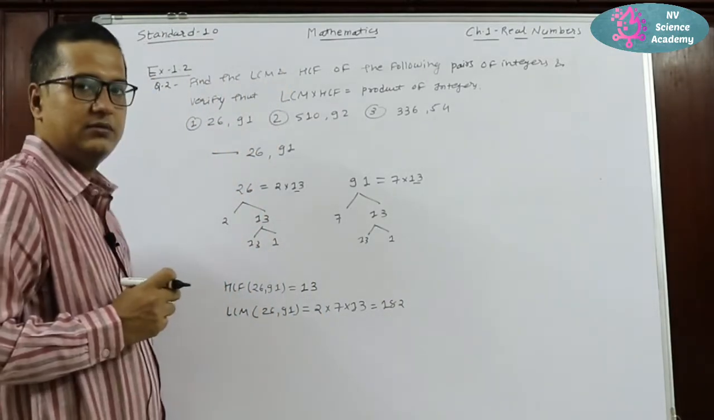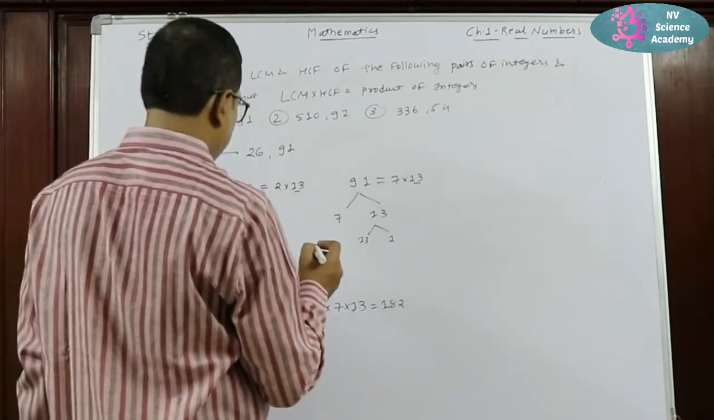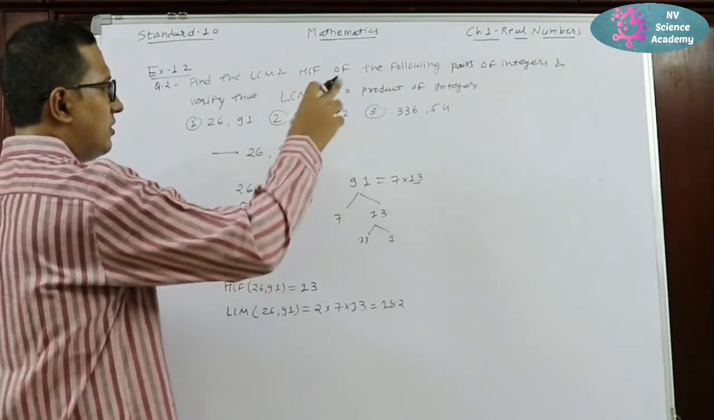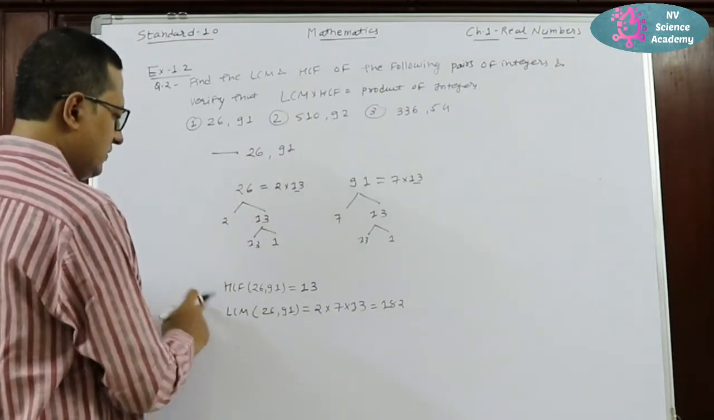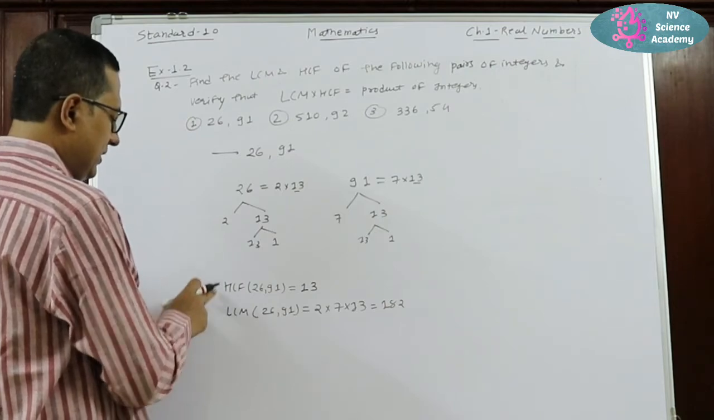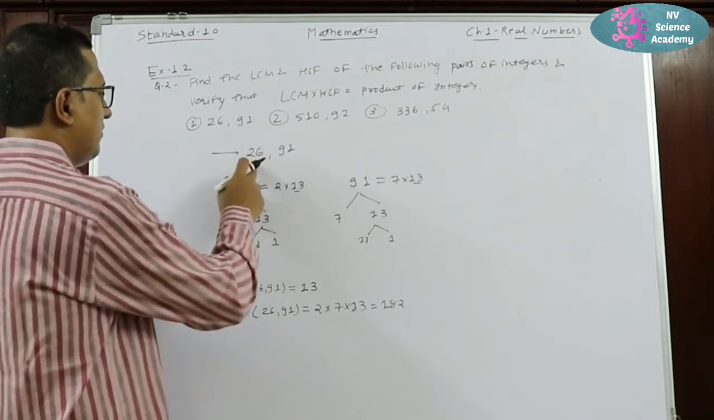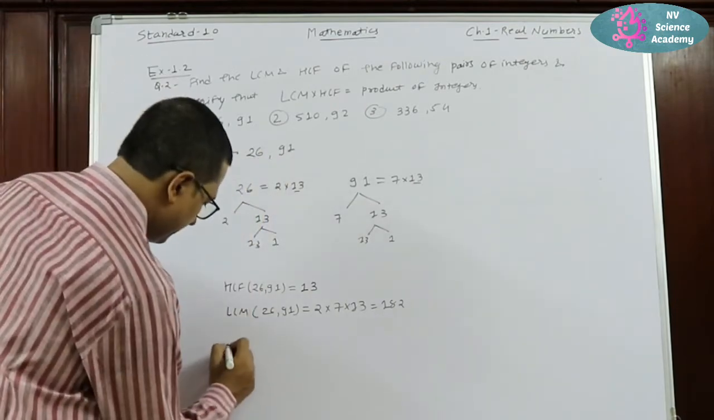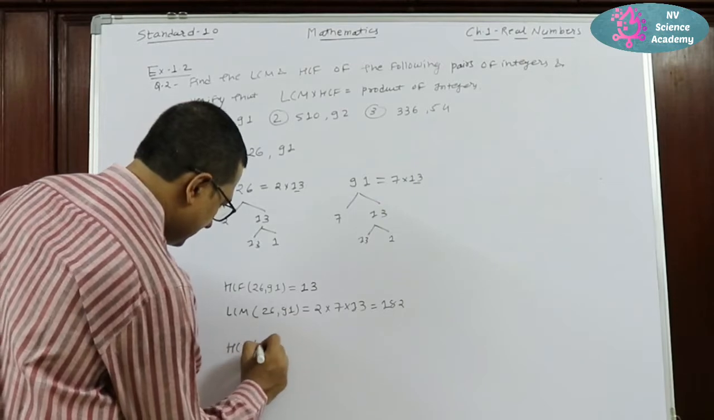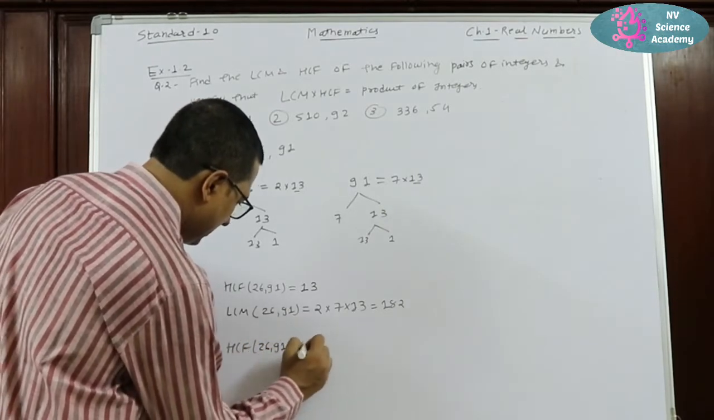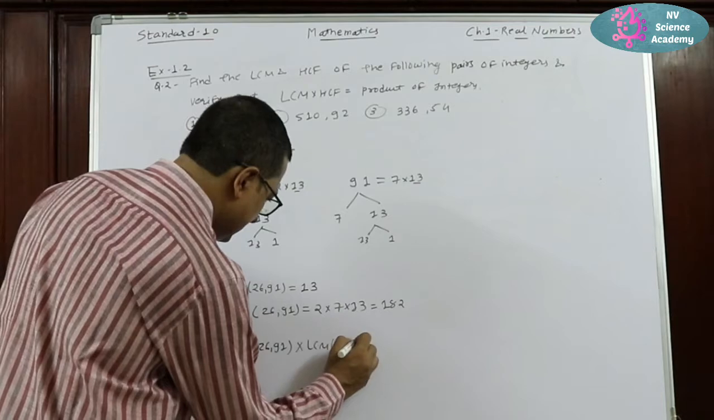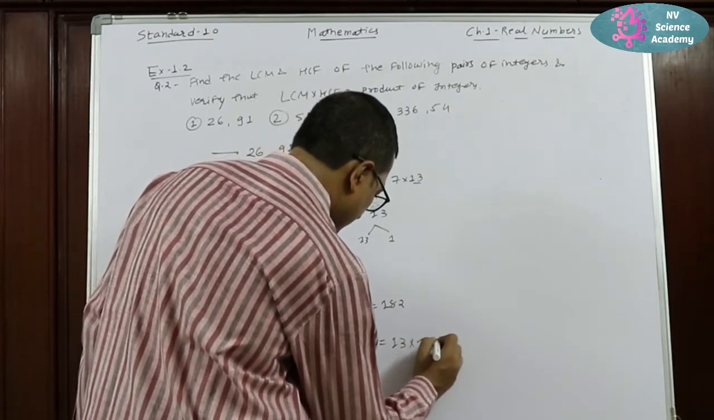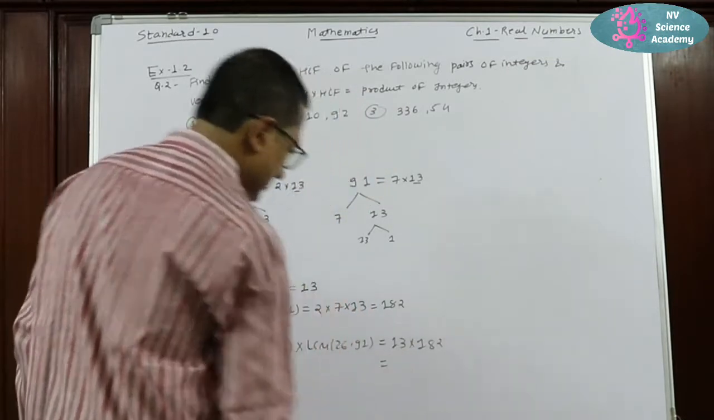Now let us verify the equation as given here. It is LCM multiplied by HCF is equal to the product of two integers. So first of all we are going to find the multiplication of HCF and LCM, and then we are going to find the product of 26 and 91. So HCF of 26 and 91 multiplied by LCM of 26 and 91 is equal to 13 multiplied by 182.